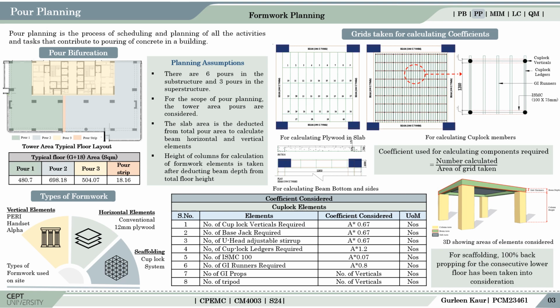The study has been divided as per the types of formworks used. For the vertical elements, that is the columns, shear walls and the lift walls, Peri HSA is being used. For horizontal elements, that is the slabs and the beams, there is the use of conventional 12 mm ply, and for scaffolding, couplock system is being used. The number of each component required was calculated as per the coefficients derived.